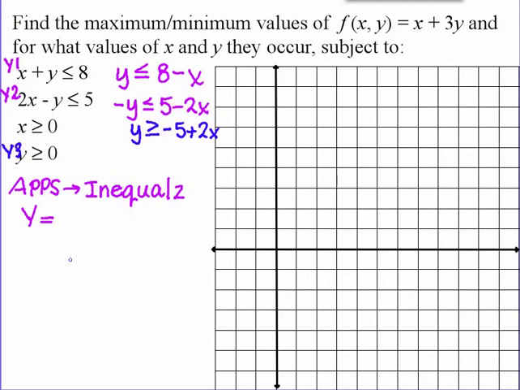Wait, what do I do? Push the button on Y3. Greater than or equal to. How do I go back? So do alpha, and then hit that. Okay, so then now, what do you do on 3?